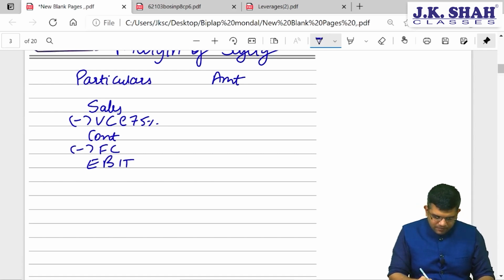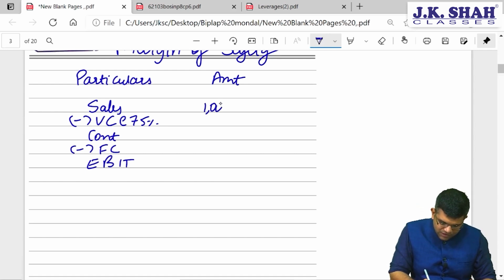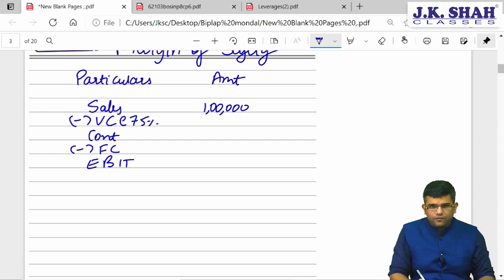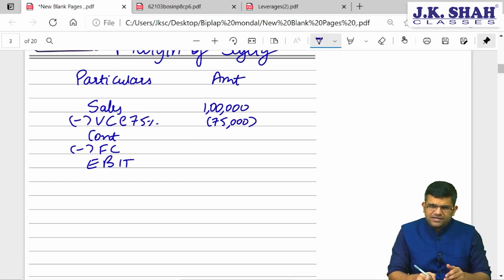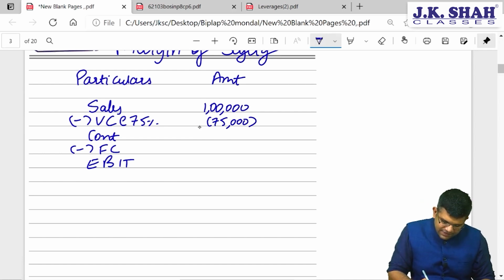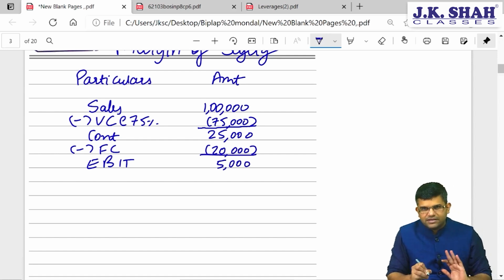Let me put the numbers, children. Let's say sales are rupees 1 lakh. That will give you variable cost of 75,000. Everybody clear? 75% of 1 lakh. That will give you a contribution of rupees 25,000. Let's say, children, fixed cost is rupees 20,000, and that will give you EBIT of rupees 5,000. Till here everybody is clear.